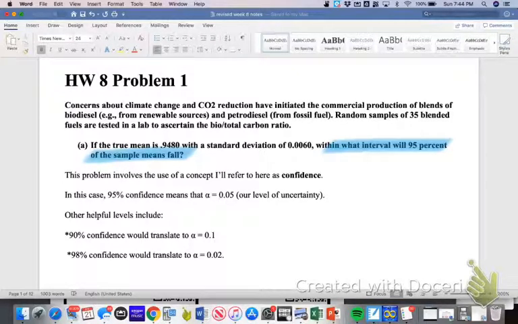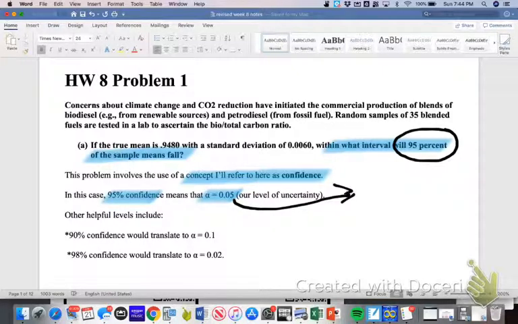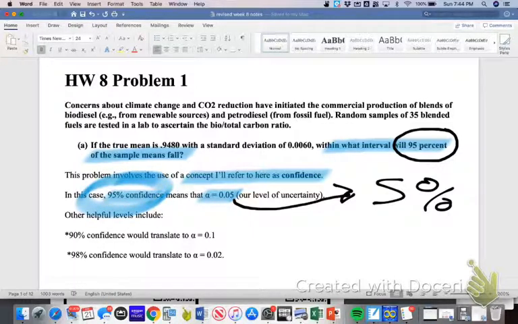So per the book, in order to answer a question like this, I'm going to use a concept that I refer to here as confidence. And in this case, 95% confidence, and I got the 95% confidence level here from the problem, means that my level of uncertainty is going to be 0.05. And if you think about it, that makes perfect sense, because 0.05 as a percent is, of course, 5%. So it is very reasonable to see why that 5% level of uncertainty, that 5% alpha, goes along with that 95% level of confidence.